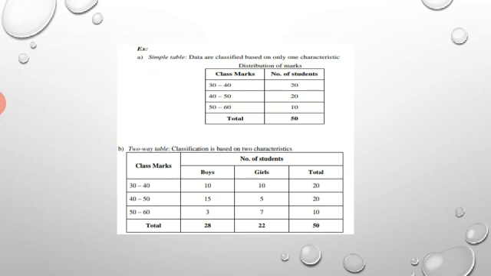Class marks, number of students, boys or girls, total. Therefore, in a simple table, only the number of students is plotted. In a two-way table, it can be split up into two, boys and girls.